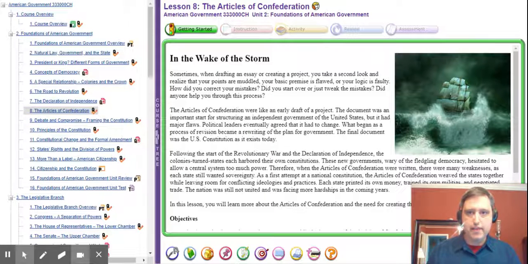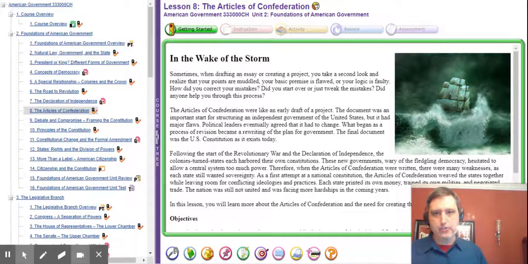That first government that they created was called the Articles of Confederation. All right, and the Articles of Confederation lasted as the government of the United States of America for about 10 years. And then eventually that's going to be replaced by the government we have today, which is the Constitution.